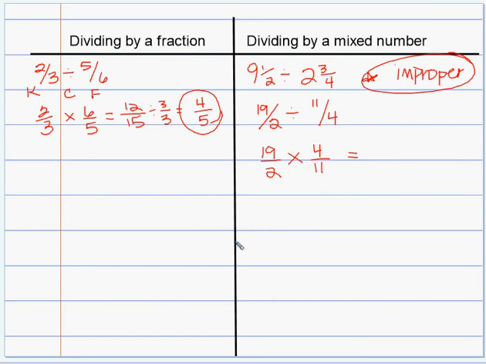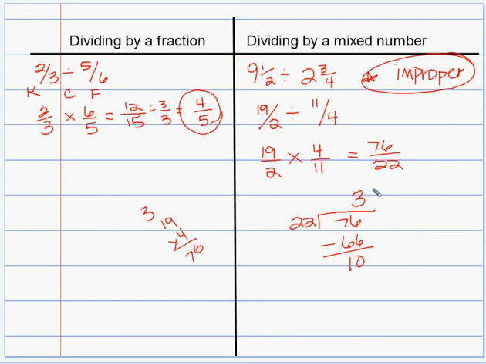19 times 4, I'm going to work that out over here. 36, 76. So I have 76, and I know that 2 times 11 is 22. Again, this is improper, so I can't leave it like that. Divide it out. 22 goes into 76. How many times? Let's see. 22, 44, 66. It's like 3 times. And I have 10 left. So it's 10 left out of that divisor 22. 10 and 22 are both even numbers, so divide both of those by 2. And we're going to have that fractional component of 5/11.